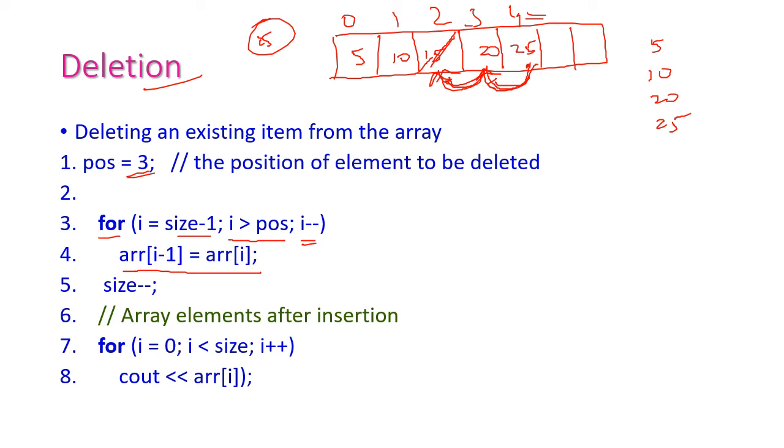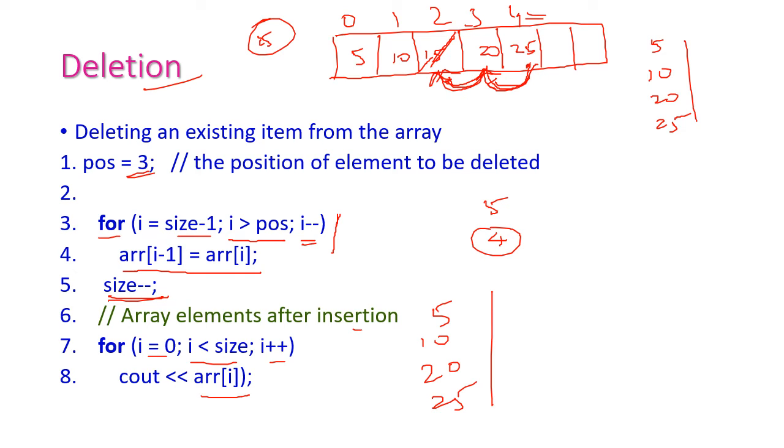And finally, after shifting all the data items, the size of the array should be reduced. Now, what is the size? Initially, it is 5. Now, the size is reduced to 4. Only 4 data items. Now let us try to print the data items. For I equal to 0, I less than size, I plus plus, cout array of I. Array of I is initially 5, next 10, next 20 and next 25.